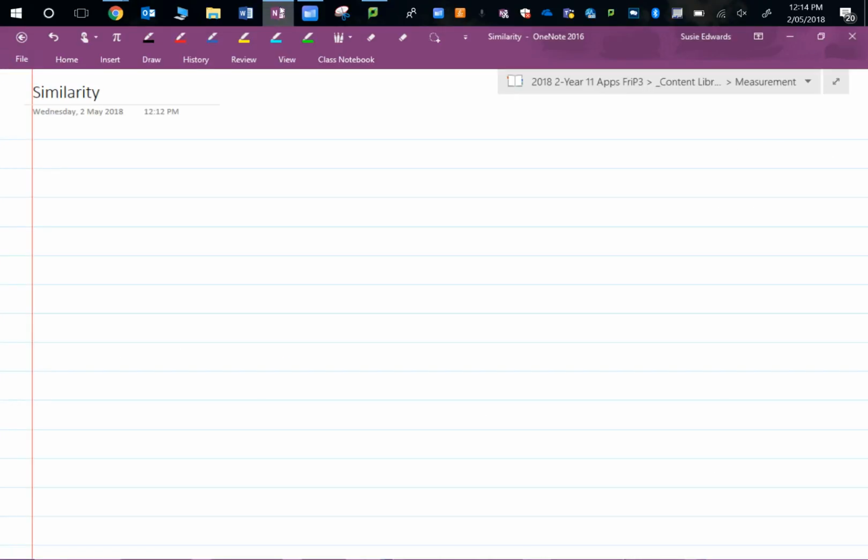All right, so can people tell me what similarity means? We looked at it last term. We were doing volume and all those sort of things. Similar shape, similar, what were they? What can you remember? Pardon? They have similar dimensions. Similarity.